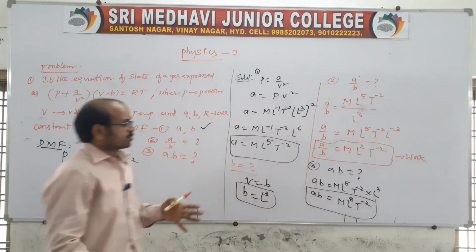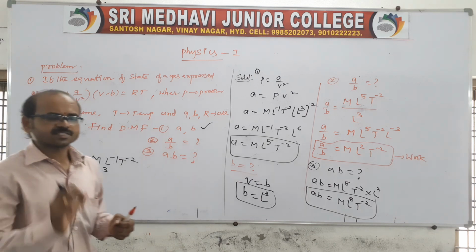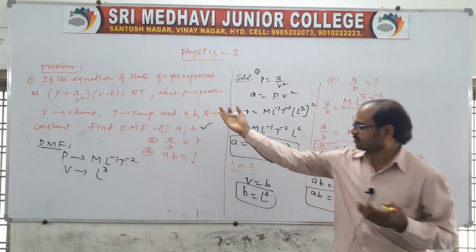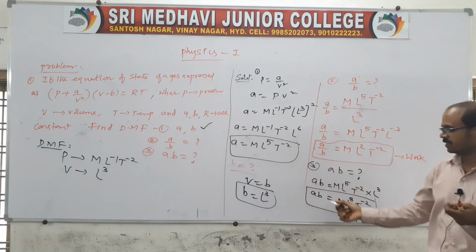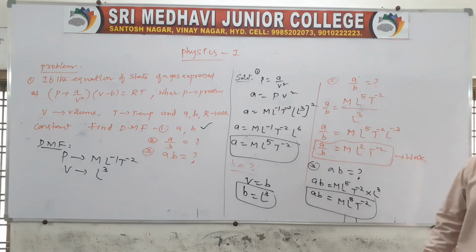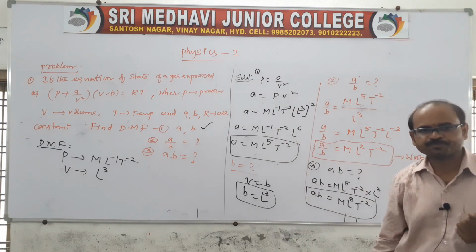See, this is one problem which is very, very important. Actually, this expression is related to the van der Waals equation. The van der Waals equation is related to chemistry. So by using the dimensional method, we are finding the a and b values as well as a by b, and multiplying a and b also. This is one example problem related to dimensional methods or dimensional formulas, because we are using the principle of homogeneity.